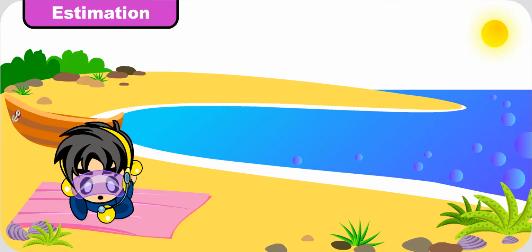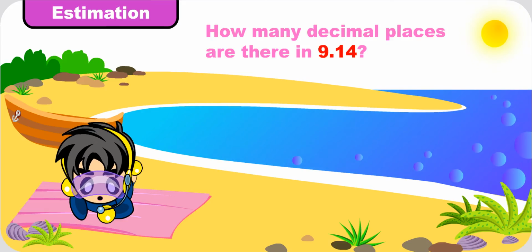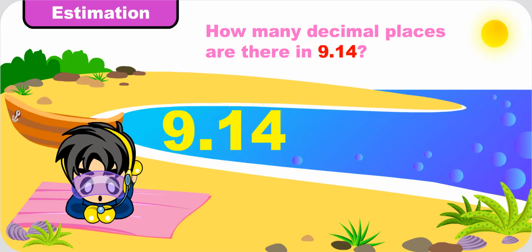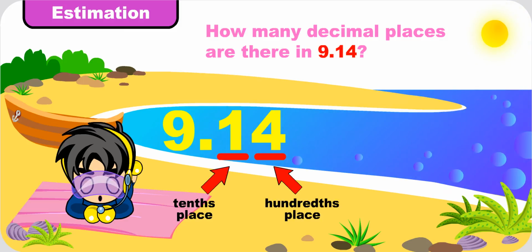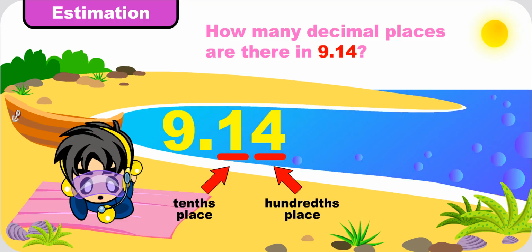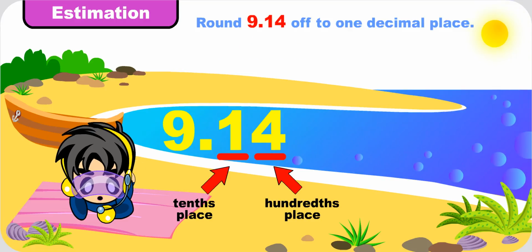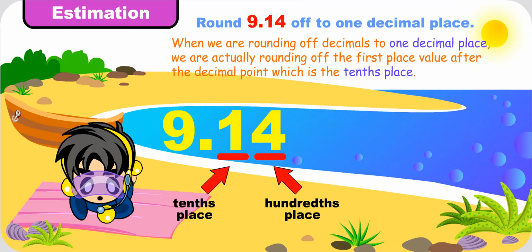Turbo Boy, can you tell me how many decimal places are there in 9.14? There are 2 decimal places. 1 is in the tenths place and 4 is in the hundredths place. Very good. We are going to round it off to 1 decimal place. 1 decimal place? Is that the tenths or hundredths place? Good question, Turbo Boy. When we are rounding off decimals to 1 decimal place, we are actually rounding off the first place value after the decimal point, which is the tenths place.